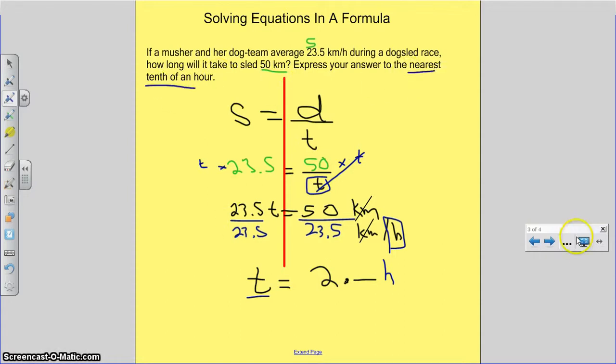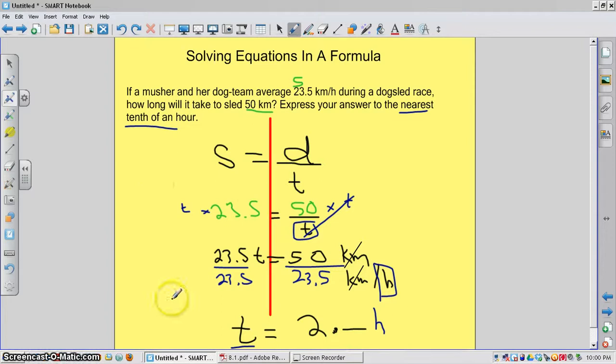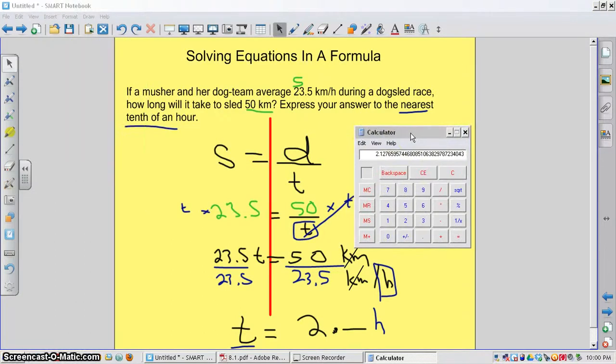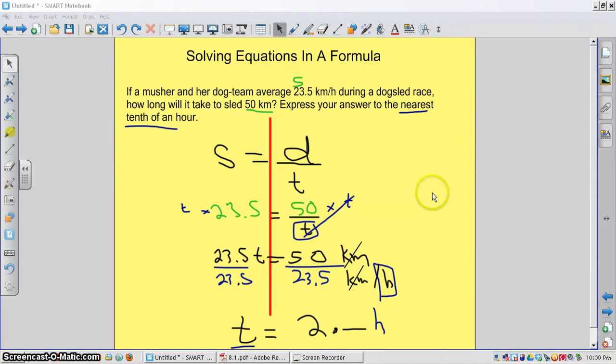Well, maybe we better have a look at that with the calculator, just to make sure. So we've got 50 divided by 23.5. Yeah, 2.127. So 2.127, we're going to round to the nearest tenth, is 2.1. And because that next digit is a 2, we're going to keep that as 2.1. Okay.